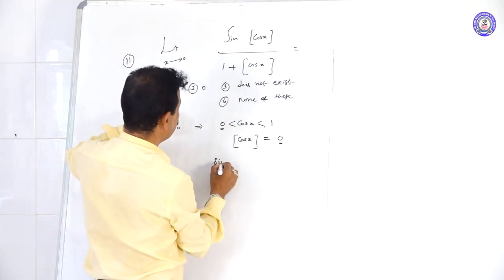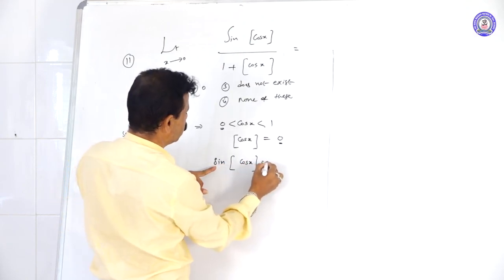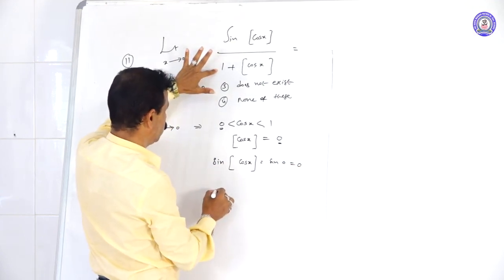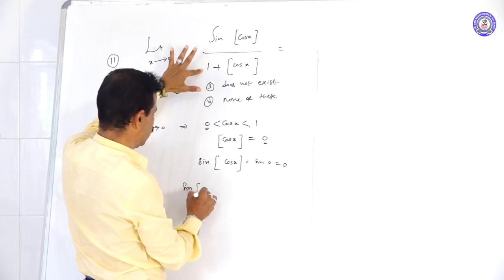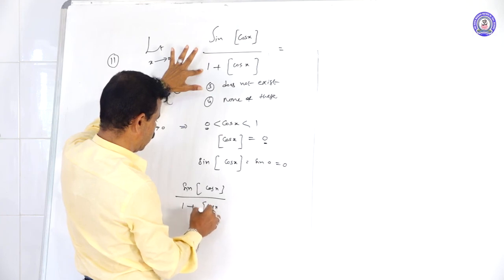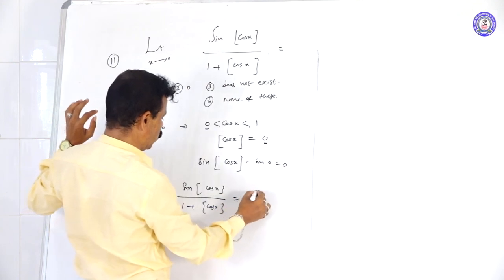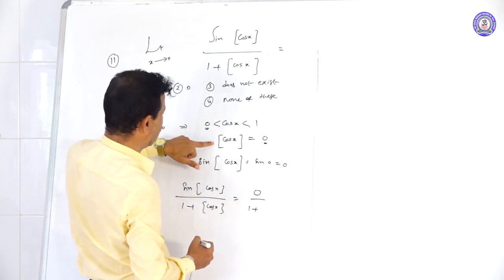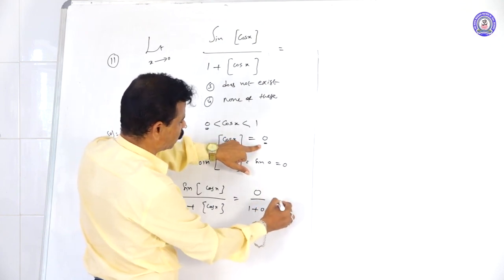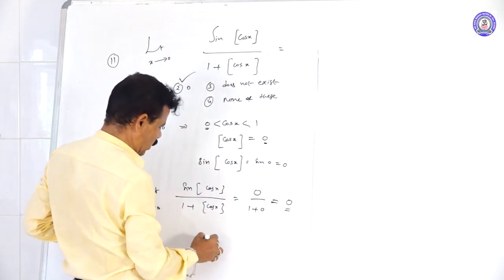Next, sine of the step function cos x, sine of 0, this value is equal to 0. So 0 by something. Finally, sine of cos x by 1 plus cos x, limit x tends to 0, is equal to 0 by (1 plus cos x), that is 1 plus 0. 0 by something is equal to 0, the answer. So the second option is the right answer. Second option.